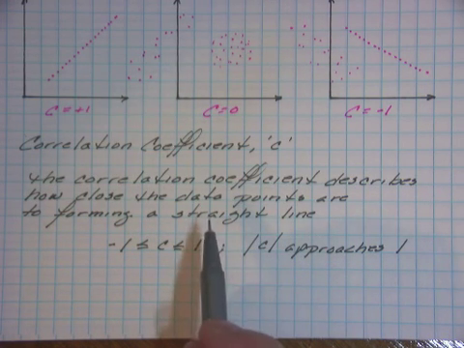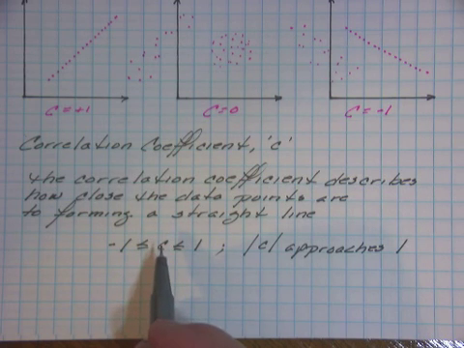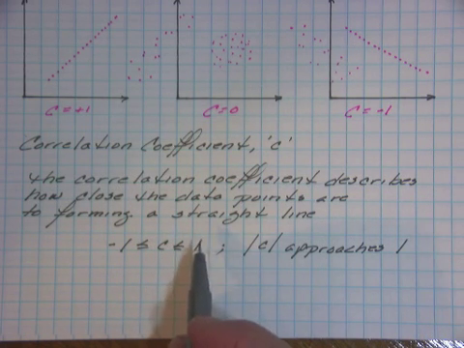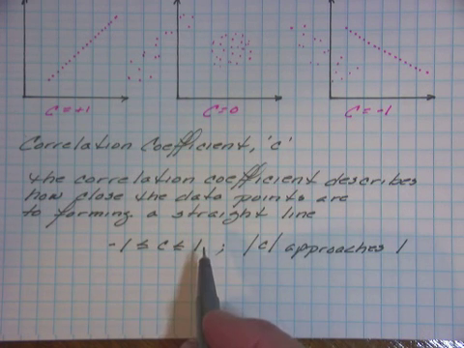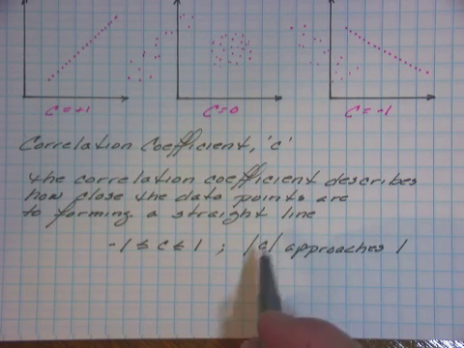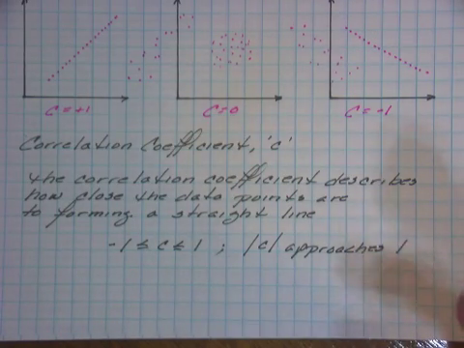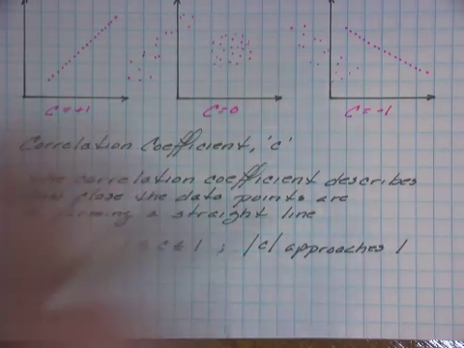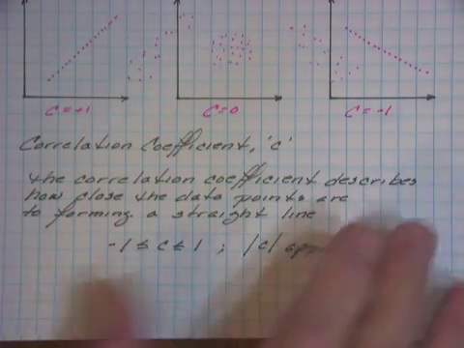The correlation coefficient describes how close the data points are to forming a straight line. And the correlation coefficient is between, so it's -1 is less than or equal to C is less than or equal to 1. So C is between and including -1 and 1. And we say that the absolute value of C approaches 1, but it doesn't go beyond 1.